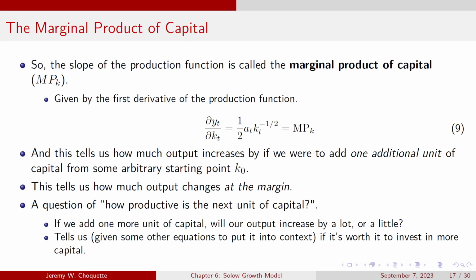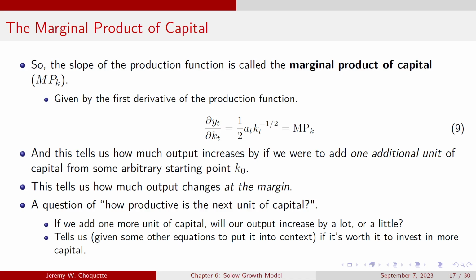Right? Now that production function has a slope. The slope of that production function is what's known as the marginal product of capital, or MPK. And it's given by the first derivative of the production function. All right, so if you take the first derivative of that, you get 1/2 times A times K_t to the minus 1/2. And that tells us how much output's increasing by if we were to add one additional unit of capital from some arbitrary starting point, call it K0.